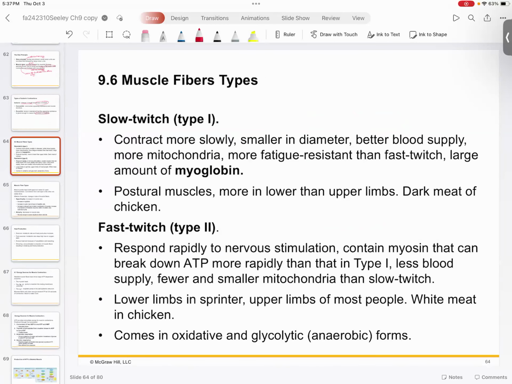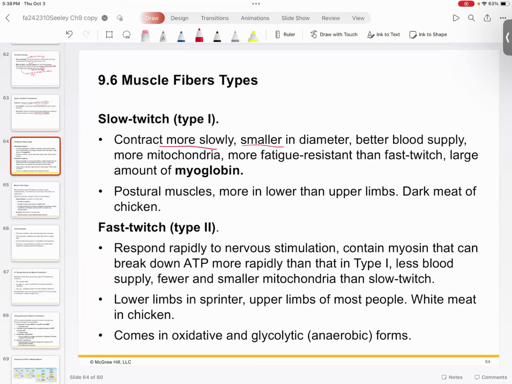Okay, so let's take a look at the different types of twitch. When you take a look at twitch, you have slow twitch and fast twitch, so type 1 versus type 2. Now, recall, slow twitch is going to be a more slow type of a twitch. We talked about these a little bit a while ago.